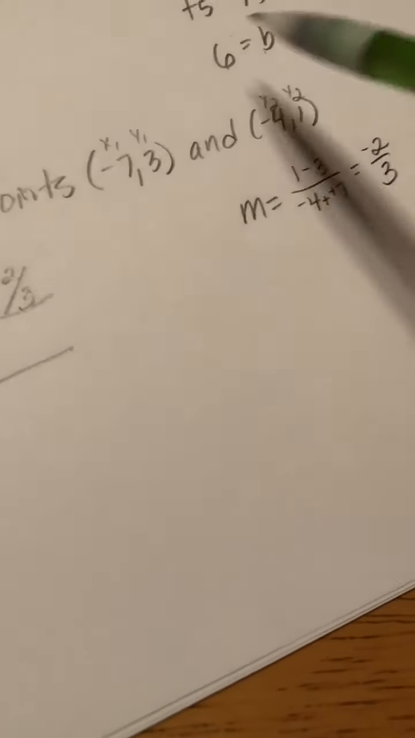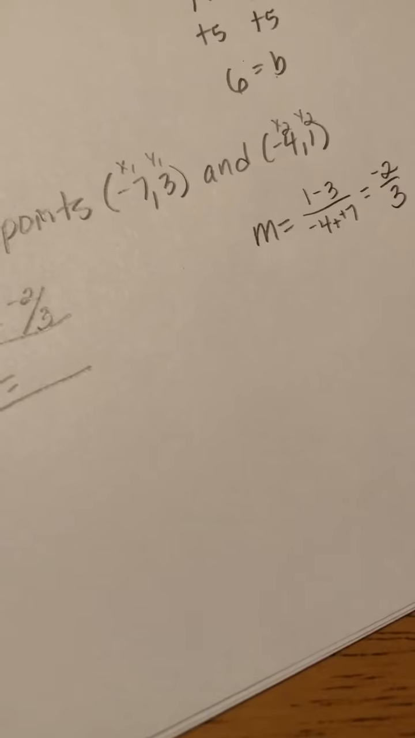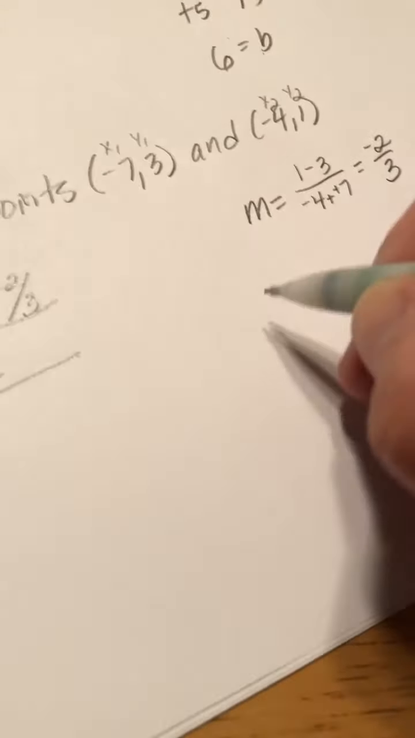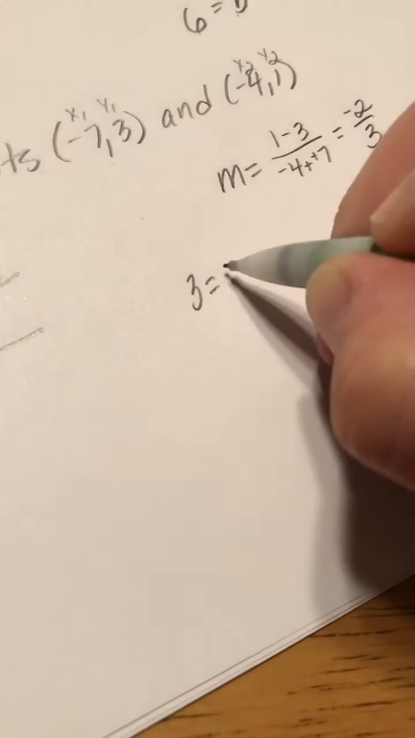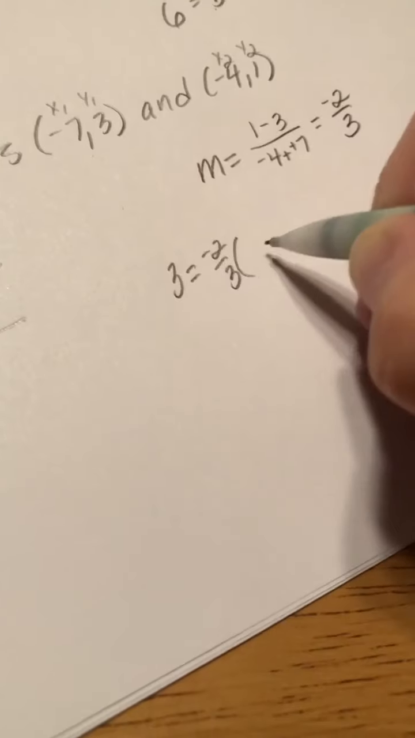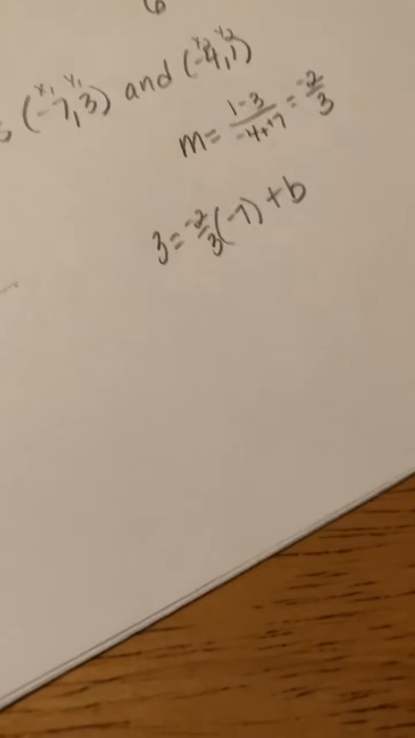And you can use either ordered pair. Sometimes there will be advantages, such as if a 0 is involved in one of the ordered pairs, that might be easier to use. But here, there's not one easier than the other. So I'm just going to select the first ordered pair. I'm going to plug the y in for y, m in for m, x in for x, plus b. Now we've got to solve.